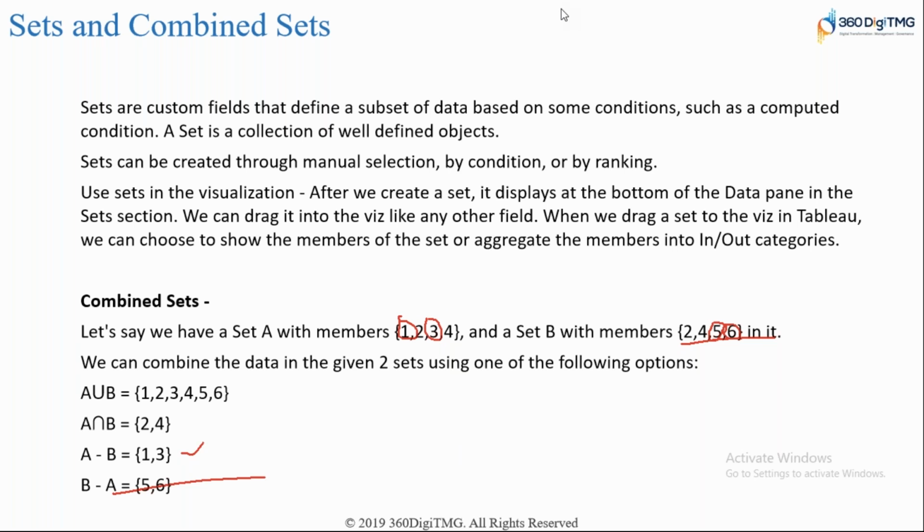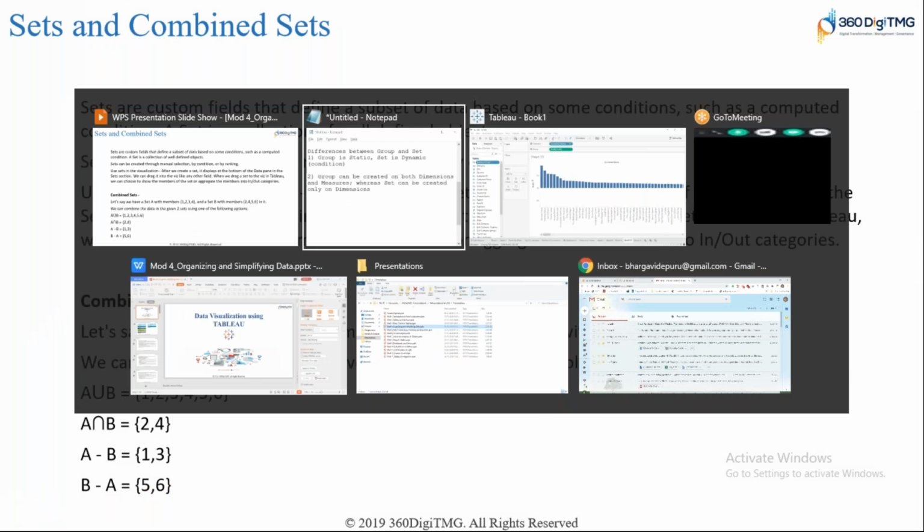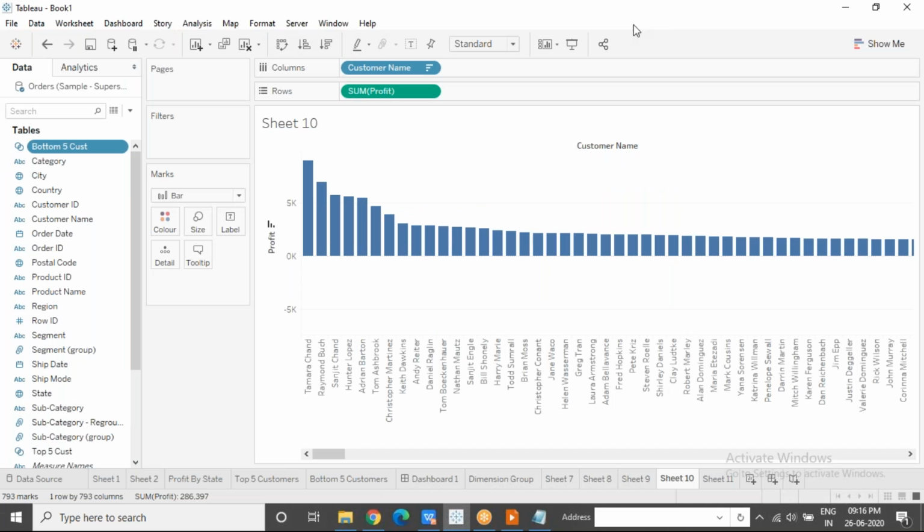All right. So this is how we can combine two different sets together. Now here, what is our requirement? To see the top 5 customers followed by the bottom 5 customers together on a single graph. So I'm saying let us try to create a combined set. How do you create a combined set?